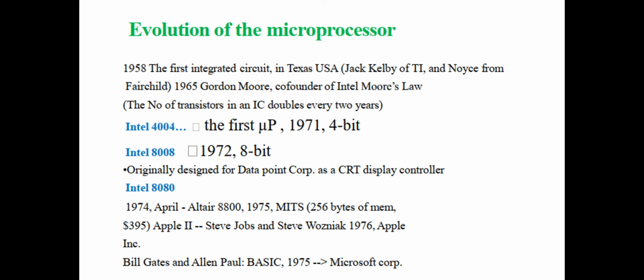Computer architecture and organization 9. Evolution of the microprocessor, 1958: the first integrated circuit, in Texas, USA. Jack Kilby of TI, and another from Fairchild.